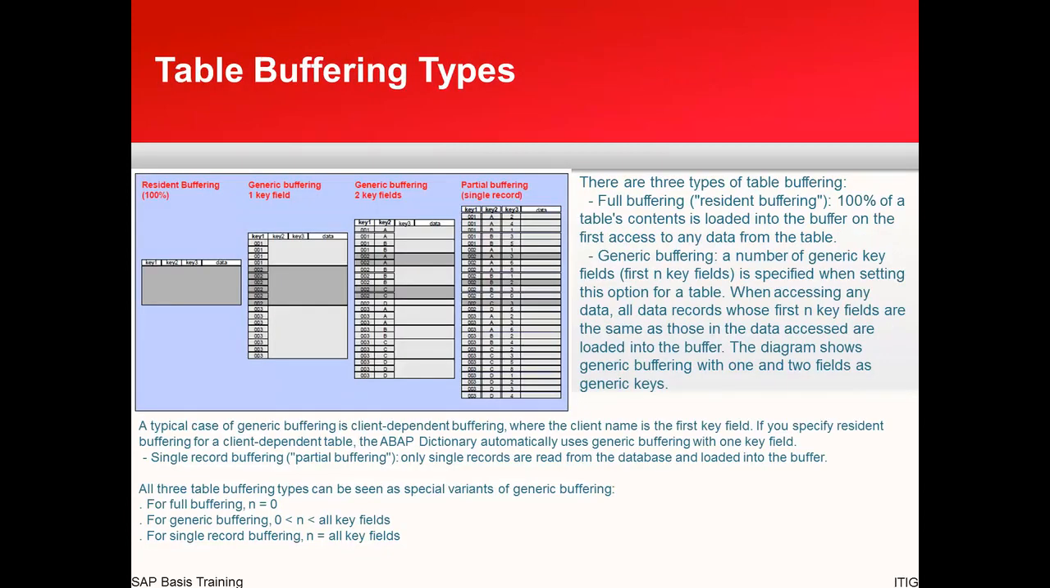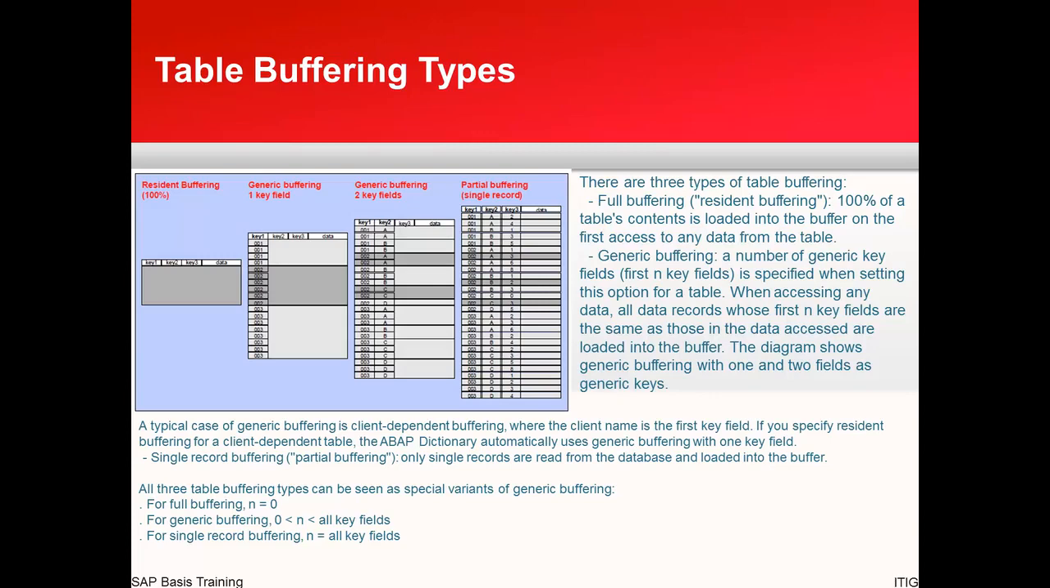Okay, table buffer types. Basically there are three types of table buffering. One is full buffering, where 100% of a table's content is loaded into the buffer on the first access to any data from the table. So that is the first type: everything is buffered whenever the first access to any data from the table happens. Next is generic buffering.